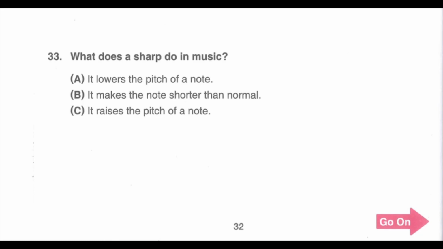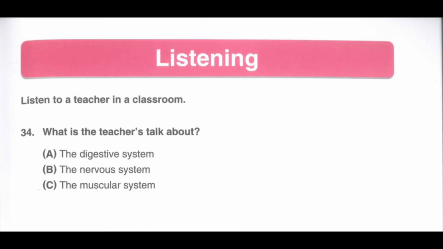Go on to the next page. Listen to a teacher in a classroom. How can we bend and flex our body? We have muscles in our body, and they help us move our arms and legs. Muscle tissue is made of cells. When a muscle contracts, the cells of the muscle become shorter. When a muscle relaxes, the cells of the muscle do not contract.